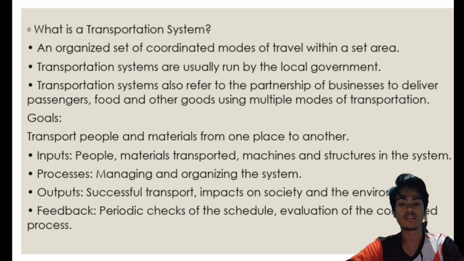What is a transportation system? A transportation system is a set of coordinated modes of travel within a set area. Transportation systems are usually run by the local government. Transport systems also refer to the partnership of businesses to deliver passengers, foods, and other goods using multiple modes of transportation. The goal of a transportation system is to transport people and materials from one place to another.